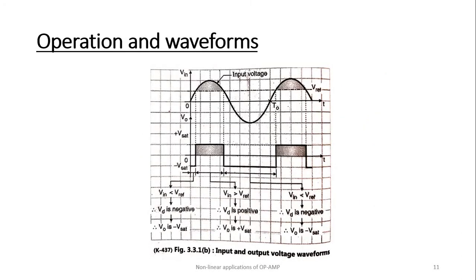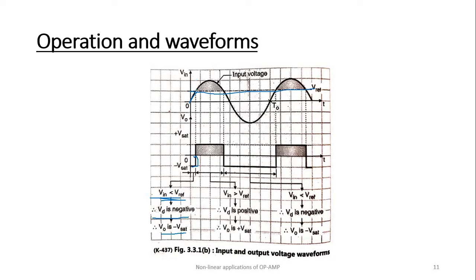Okay, for this figure, this is the input voltage waveform Vin, and this is a V reference line. From 0 to V reference, Vin is less than V reference, so Vd is negative, so V0 is minus V saturation, up to this point.